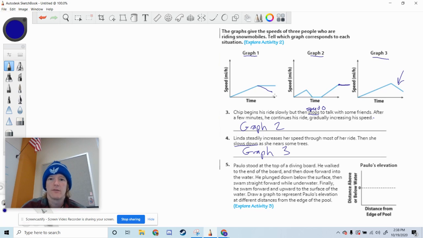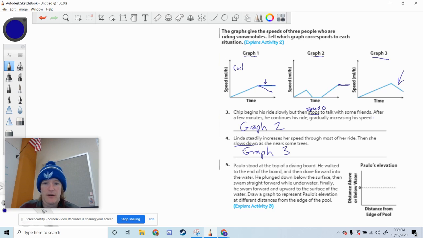Now I want to say, what's a story? What's a couple sentences we could write about graph 1? So we could say, Carl steadily increases his speed through most of his ride. Then he maintains a constant speed for a while. So I think that covers it.